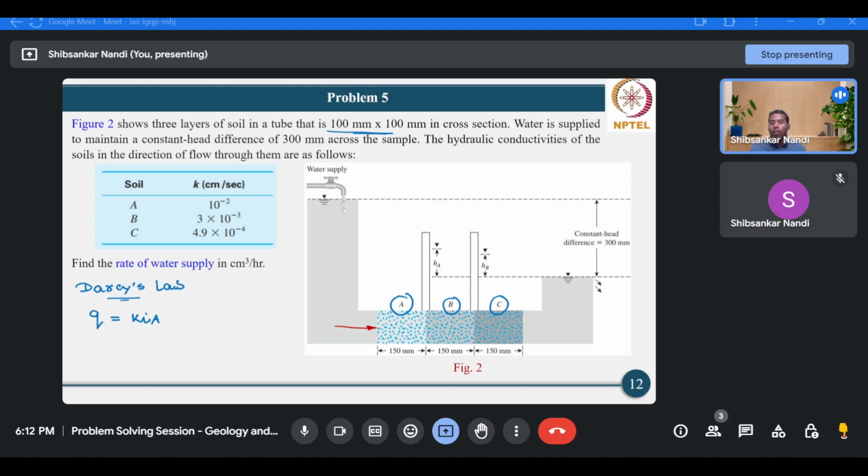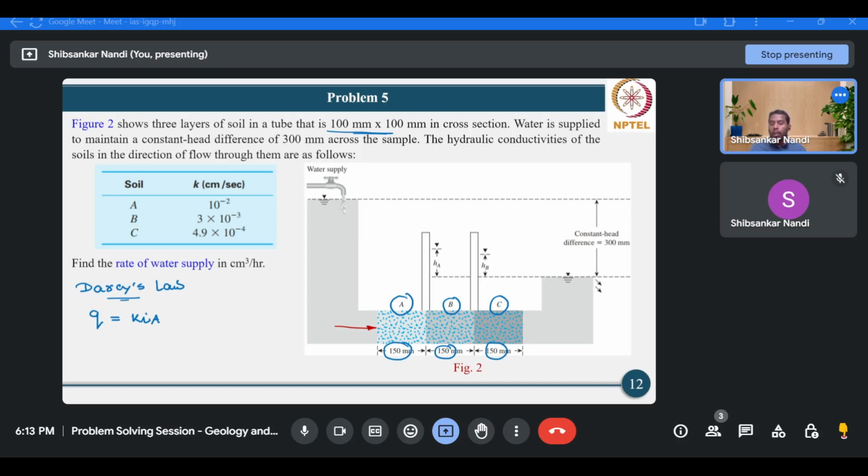How do you know the hydraulic conductivity value? Because this is basically the total head loss divided by the distance over which this head is lost. The constant head difference between the two entry and exit points, you know, 300 mm, and the length over which this constant head difference prevails, that also you know. It is nothing but a summation of 150 mm, 150 mm, and 150 mm. So this is the total length. Therefore 300 by 450 will give you the hydraulic gradient value.